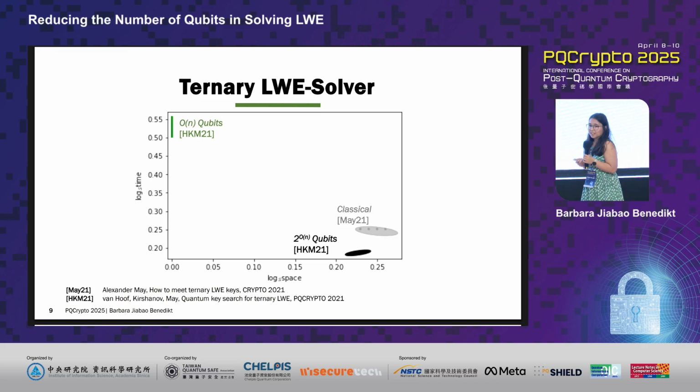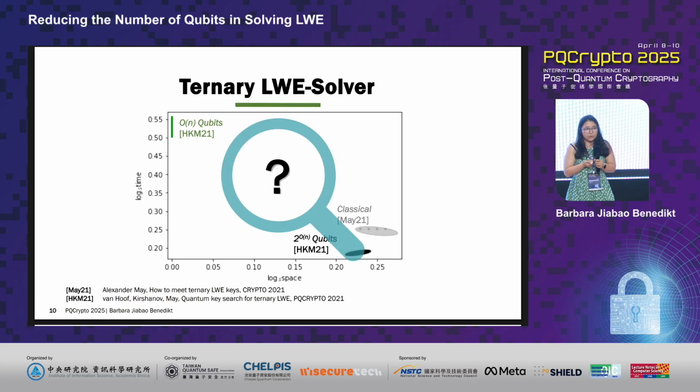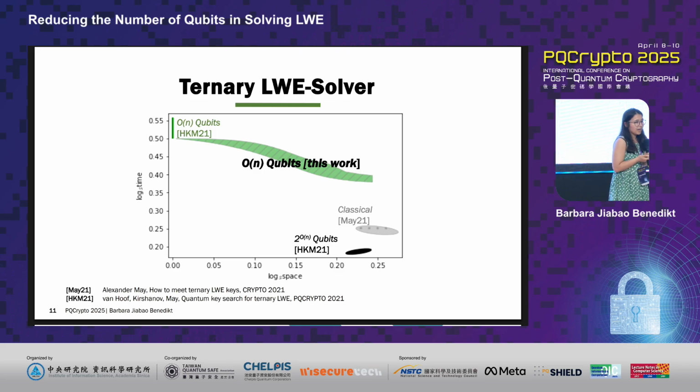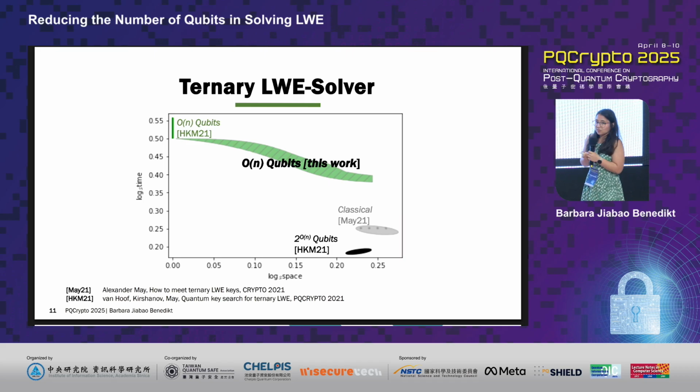Is there something you can see when you look at this figure? For me, it is very obvious that there's a huge gap in the middle. And I asked myself, is there something we can do? Are there LWE solvers which exist in the middle? In my paper, I investigate this question and propose a new LWE solver, which fills the gap in between.